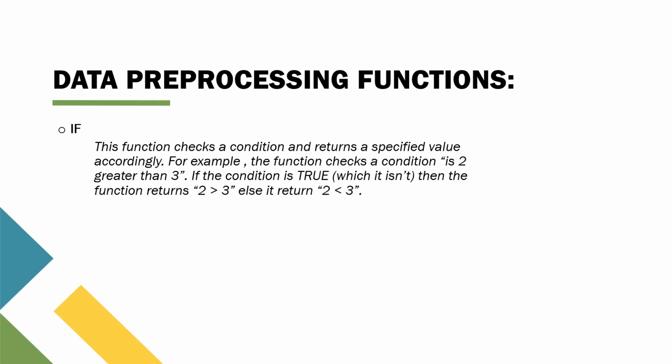First, we're talking about the IF function. This function checks a condition and returns a specified value accordingly. For example, the function checks whether the condition 2 greater than 3 is true. If the condition is true, then the function returns 2 greater than 3. Else it returns 2 lesser than 3.